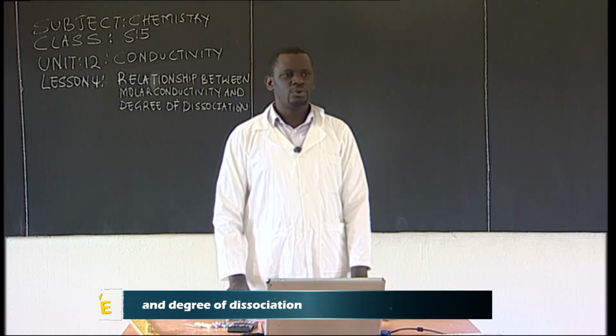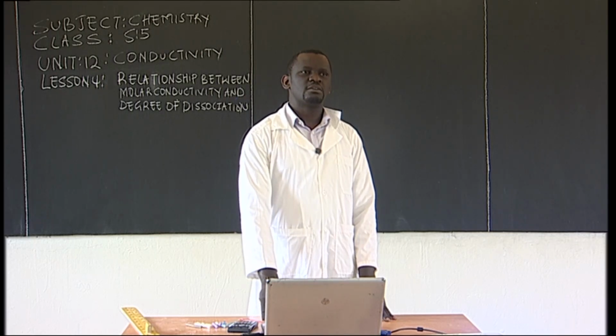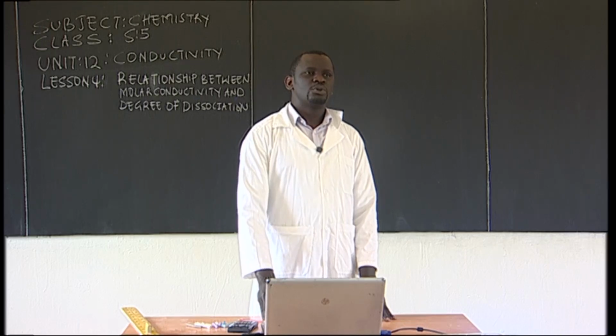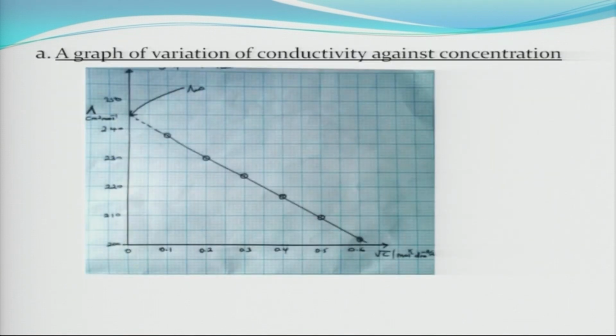Before we continue, we are going to look at the exercise we left last time. Question number 2 was about plotting a graph, and I tried to show you how the graph looks. That's our graph. It is in pencil and pen. You need to have a title and labeled axes, and you should see how we extrapolated our value here, so that we can get the molar conductivity at infinite dilution, in case they ask it.